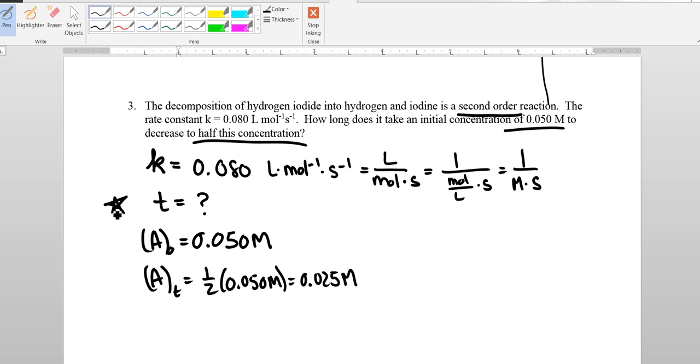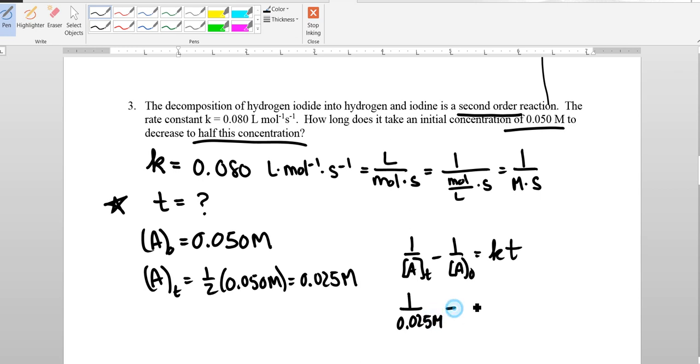Since it's second order, I want to use the second integrated rate law shown on my equation sheets, and that's this one right here: 1 over A sub t minus 1 over A sub 0 equals kt. So I'm going to start plugging numbers in. A sub t is 0.025, and that's units of molarity. Don't forget units. That's 0.05 molarity. This is 0.080, 1 over molarity second, and then time.